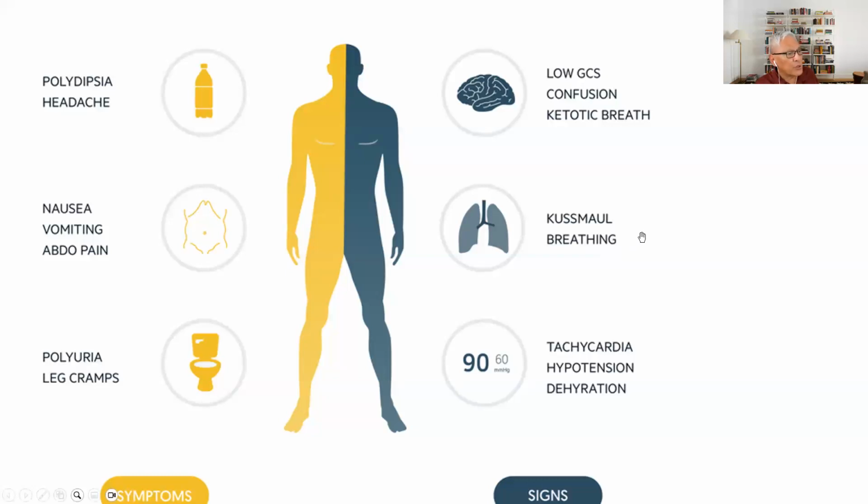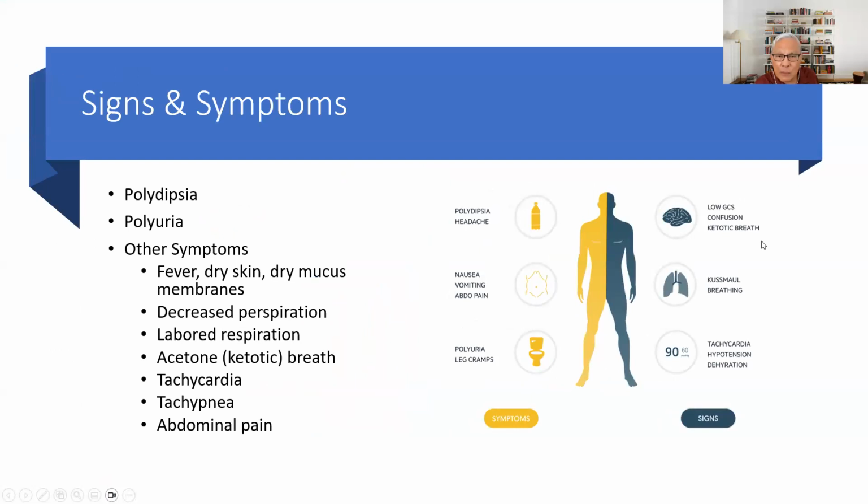And then, of course, there's going to be an acetone type breath, or ketotic breath, as they say. It's a sweet breath that you smell in these patients. And that's going to be one other classic sign and symptom of diabetic ketoacidosis.